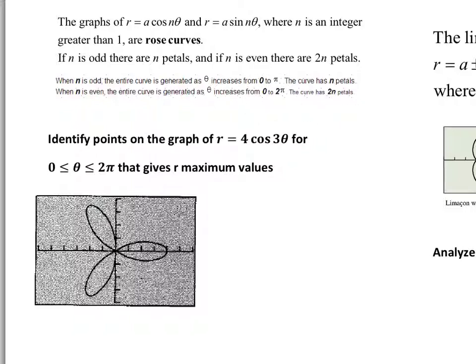Okay, so here n is odd, so it has n petals, so we know it has 3 petals. This is what this graph looks like. See how it has 1, 2, 3 petals? And so if we take a look, there's 1, 2, 3 petals. But to go from 0 to 2 pi, it's going to go through this twice. Okay, and we'll play with this in class. Okay, so let's go back and look at when we learned how to graph these.